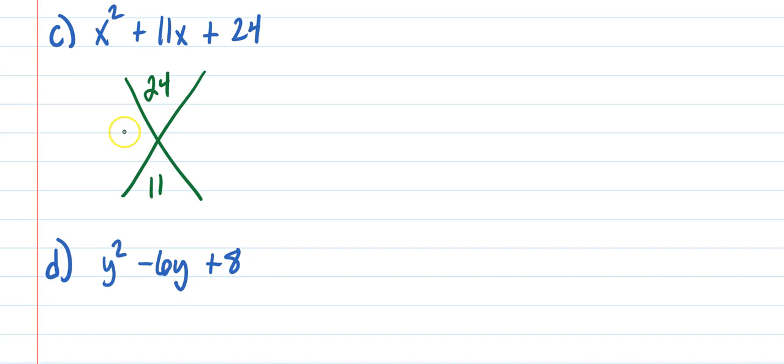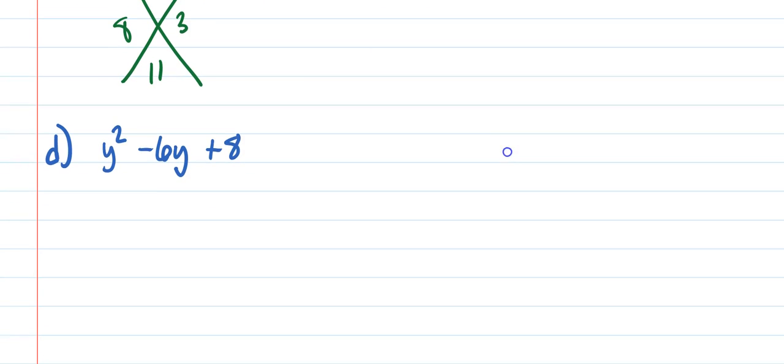Okay, hopefully you recognize this one as a positive 8 and a positive 3. So the signs do matter, because 3 times 8 would give me 24, and 3 plus 8 would give me 11. So therefore, this would factor to x plus 8 times x plus 3, which is the product of two binomials. And let's go ahead and do part C real quick here. Or excuse me, part D.